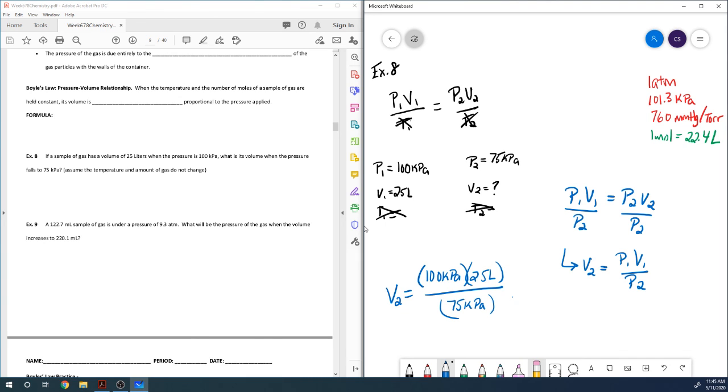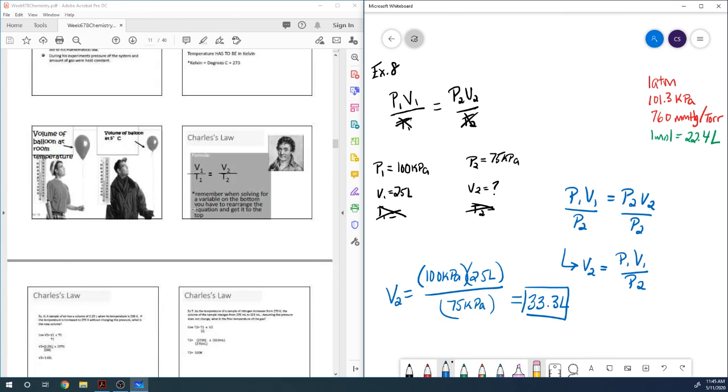I'm telling you, solve for the variable first. So we have 100 times 25 divided by 75. So our new volume is 33.3 liters. Okay? Good? Okay.